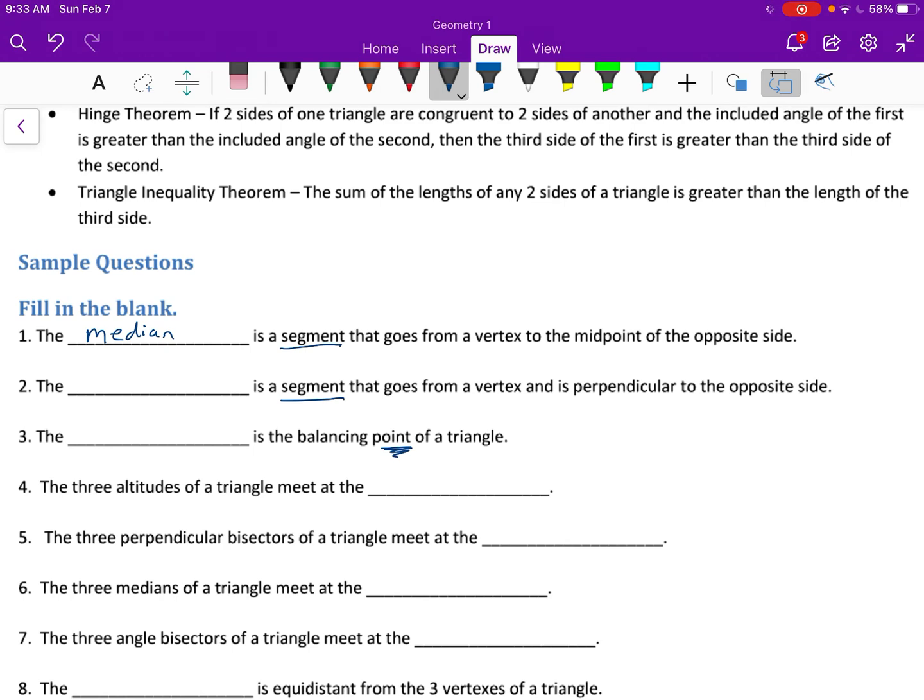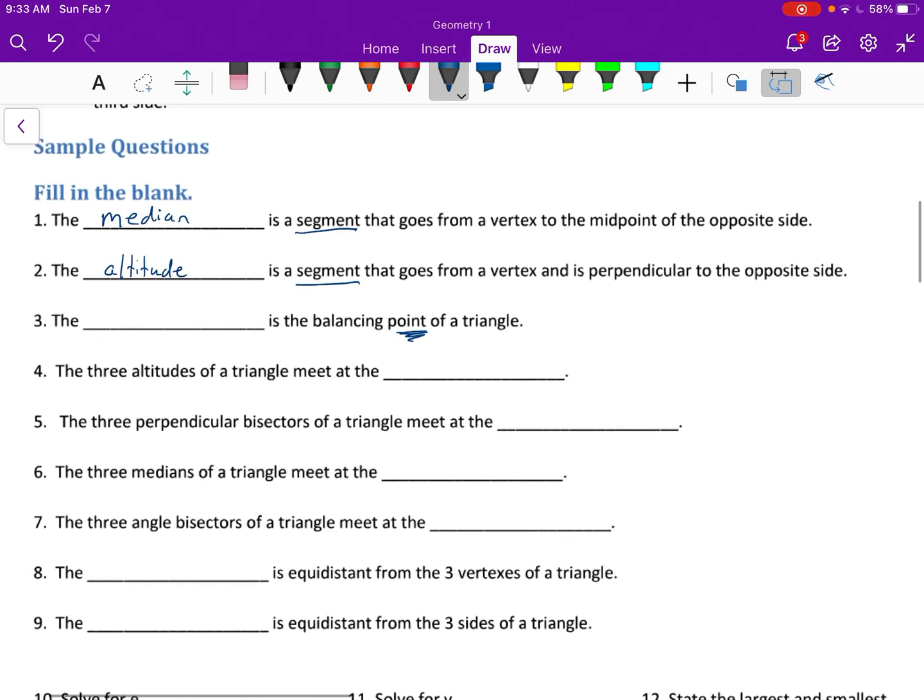The blank is a segment that goes from the vertex perpendicular to the opposite side. Well, using your chart, you know that that is an altitude. And hopefully you don't need to use your chart anymore. The blank is the balancing point. That's the centroid. The three altitudes of a triangle meet at the orthocenter. So make sure you know this chart well enough so that you can answer these questions pretty quickly. The three perpendicular bisectors meet at the circumcenter.